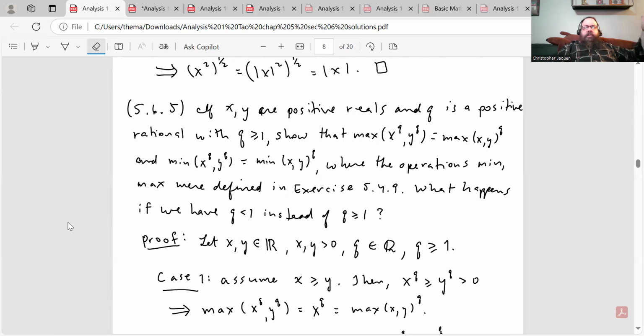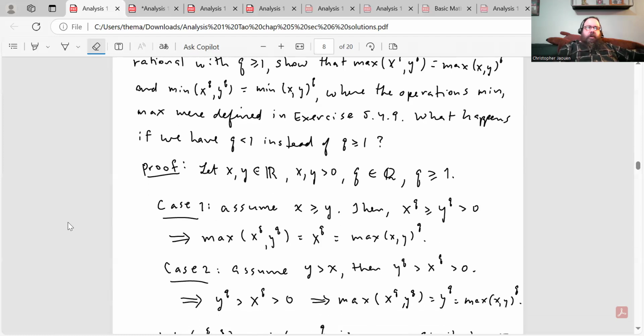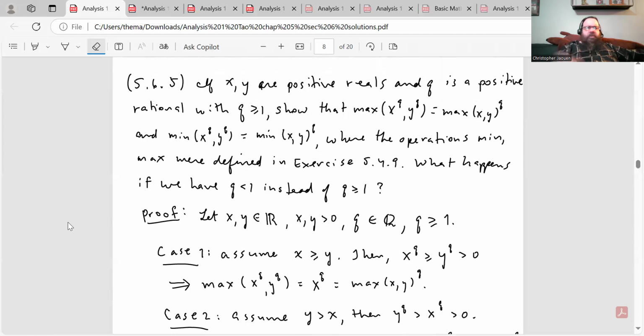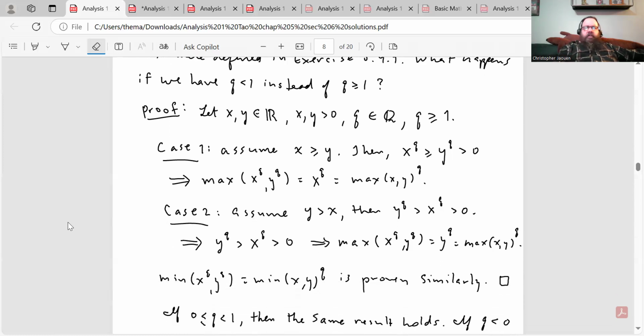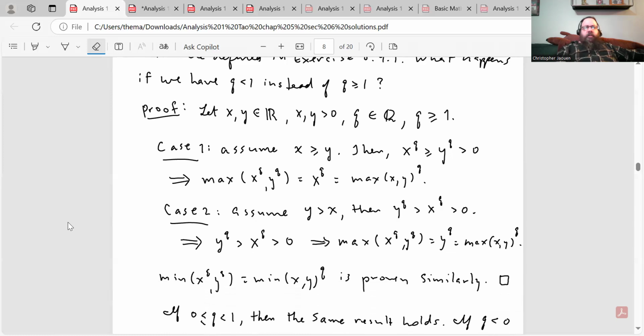And then Tao asks us what happens if we have q less than 1 instead of q greater than or equal to 1. I don't think I proved the second part just because it's similar to the first part. So I just did the first part, and if you want to try the second part, you can do it. It's very similar.